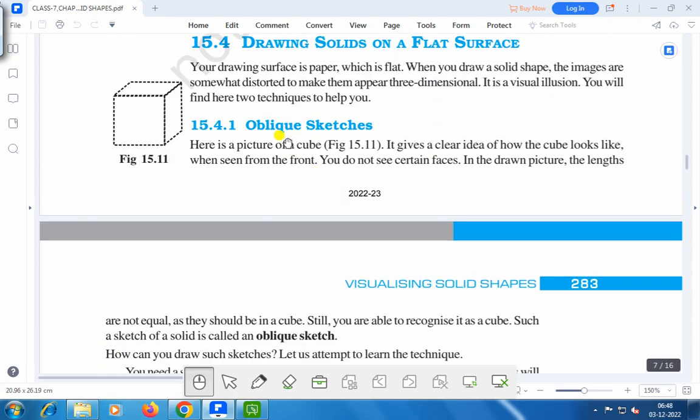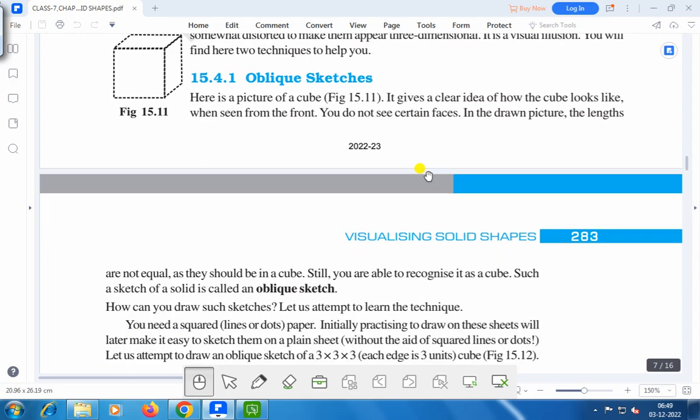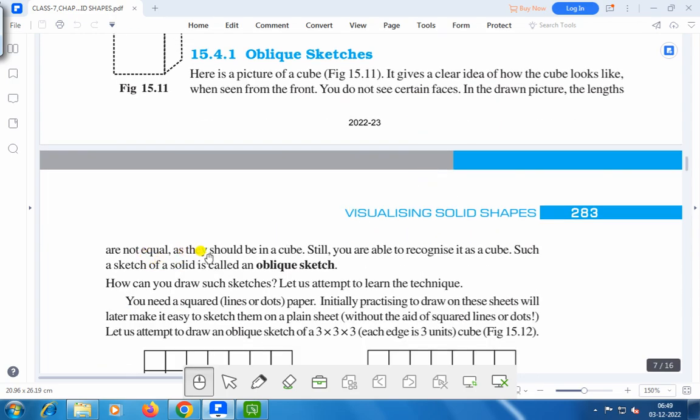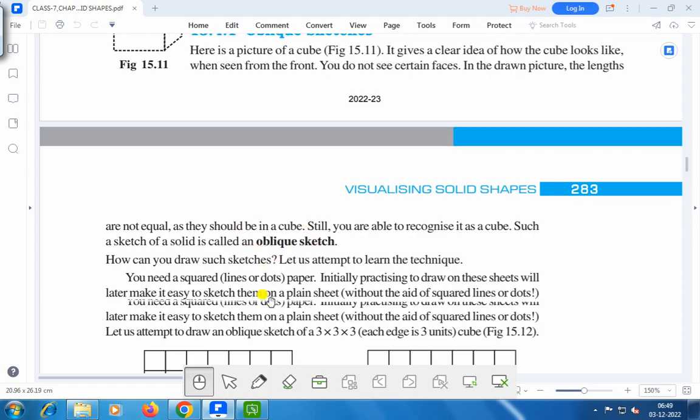One is oblique sketches. Here is a picture of a cube, Figure 15.1. It gives a clear idea of how the cube looks when seen from the front. You do not see certain faces. In the drawn picture, the lengths are not equal as they should be in a cube. Still, you are able to recognize it as a cube. Such a sketch of a solid is called an oblique sketch.